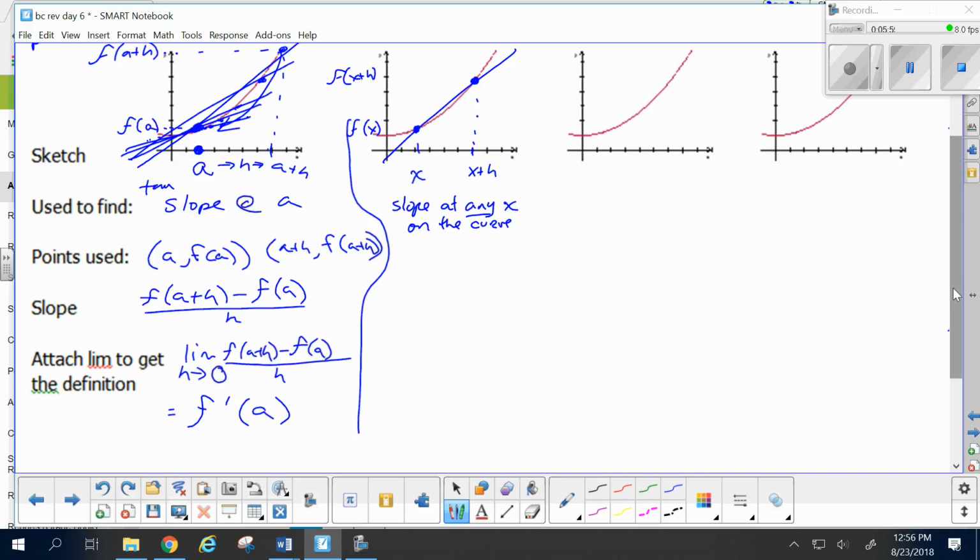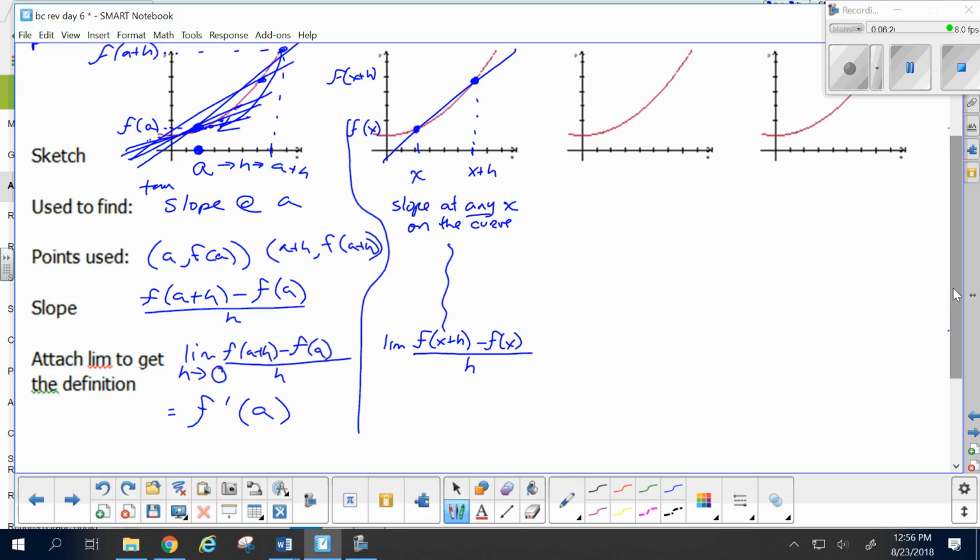Let's bypass this part and just go straight to the definition then. That derivative would be the limit as, actually, I'll come back to that. What's the slope first? What's the slope between those 2 points? F at x plus h minus f at x over h. X plus h minus x is just h.